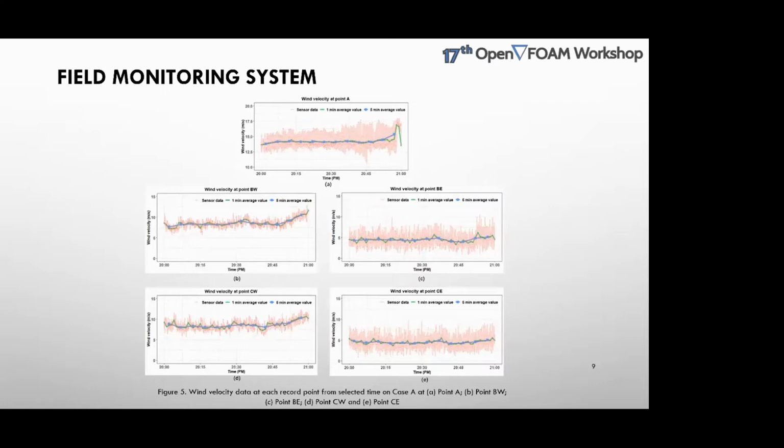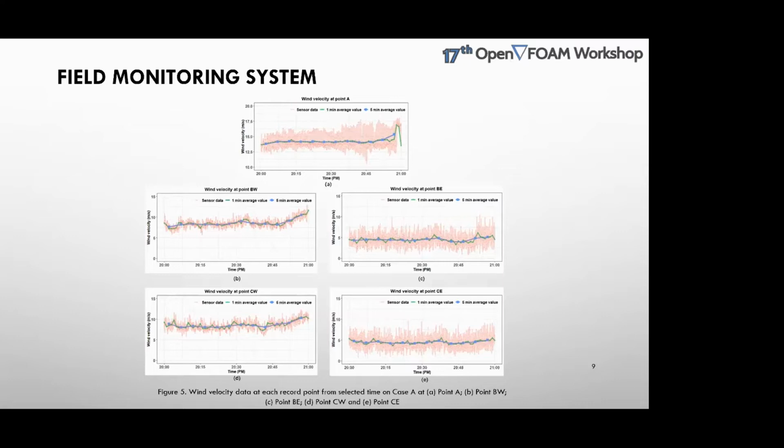Then here I showed you the data for case A directly collected from the anemometers. You can see here the red line is the raw data in every second. So in order to smooth all those sudden fluctuations, the raw data is firstly averaged into a 1 minute average value, which is the green line.